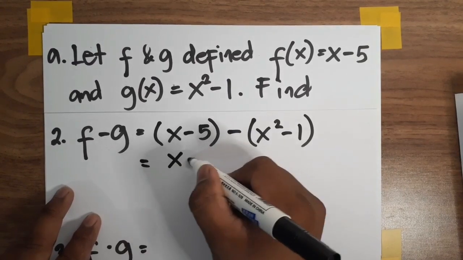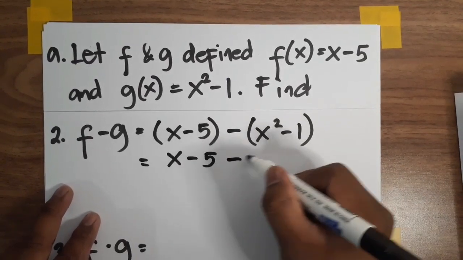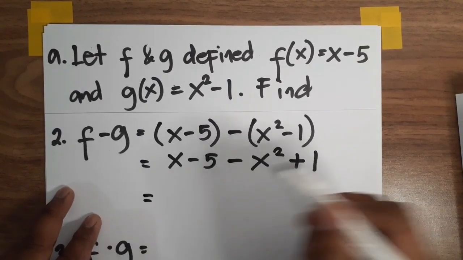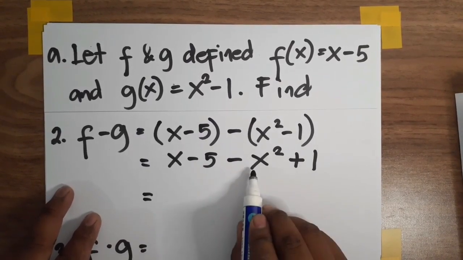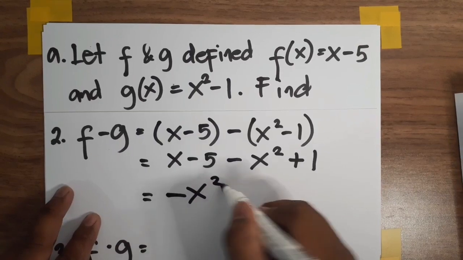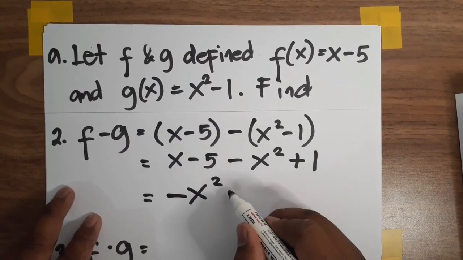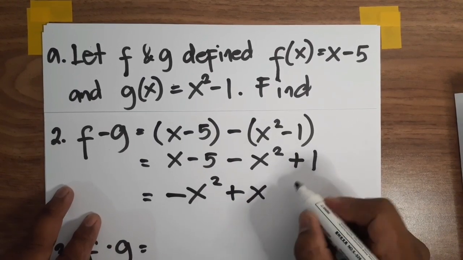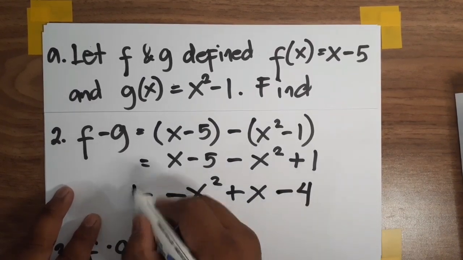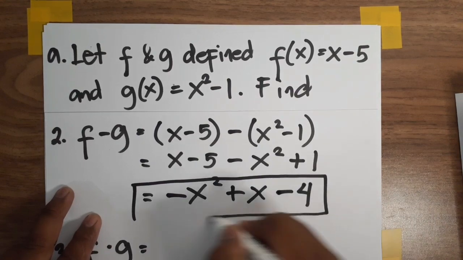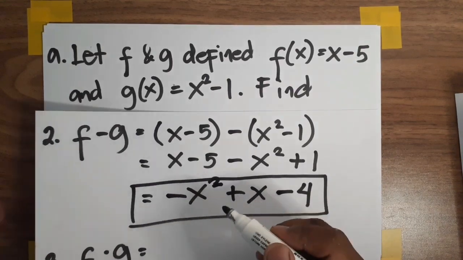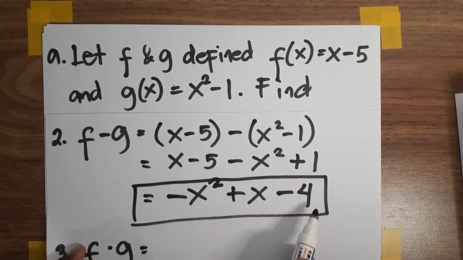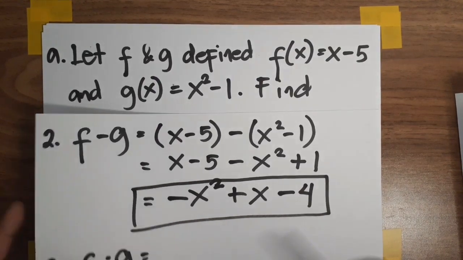This time, since the operation is negative, distribute the negative. You have the negative x squared plus 1. Simplify further. So una nato ang highest exponent, negative x squared. Okay, next is the x. Negative 5 plus 1 is negative 4. And that is your f minus g. You have negative x squared plus x minus 4.